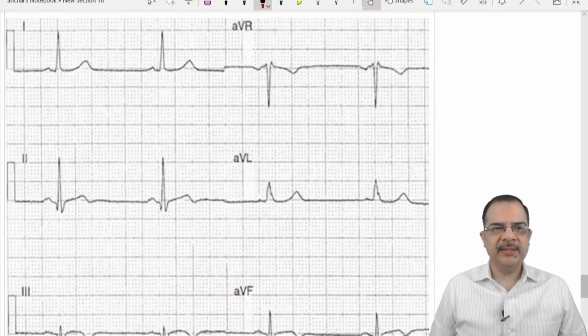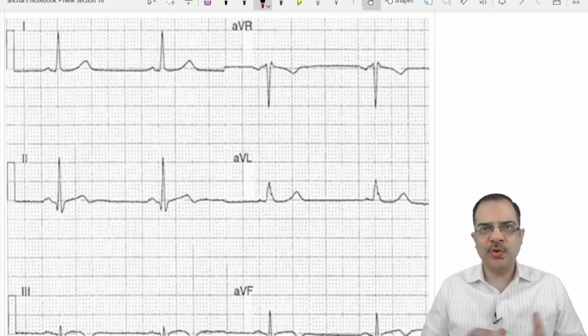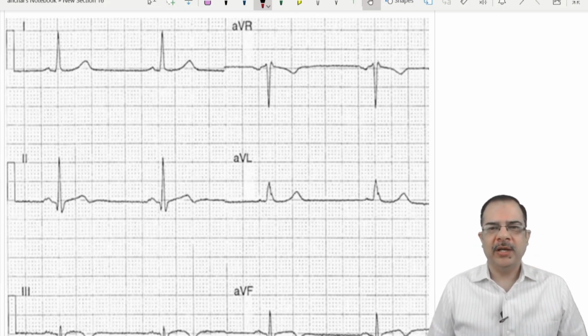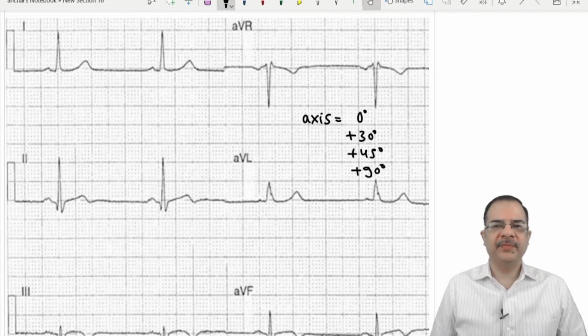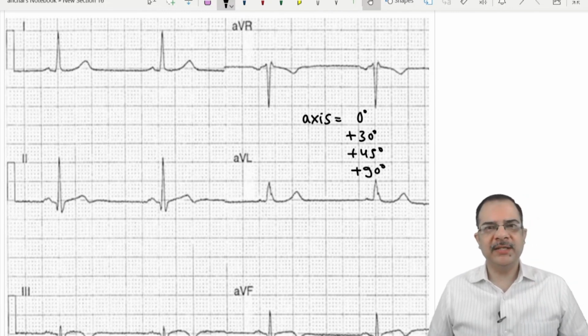So this is the question to all of you. Determine the axis in this ECG. The options are 0 degree, plus 30 degree, plus 45 degree, or plus 90 degree. I will wait for your answers in the comment section. Do write your answers in the comment section for this ECG.